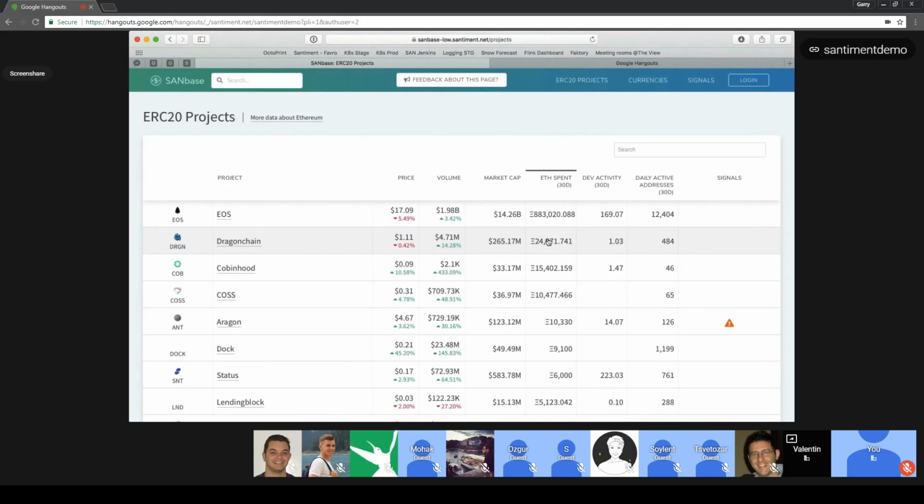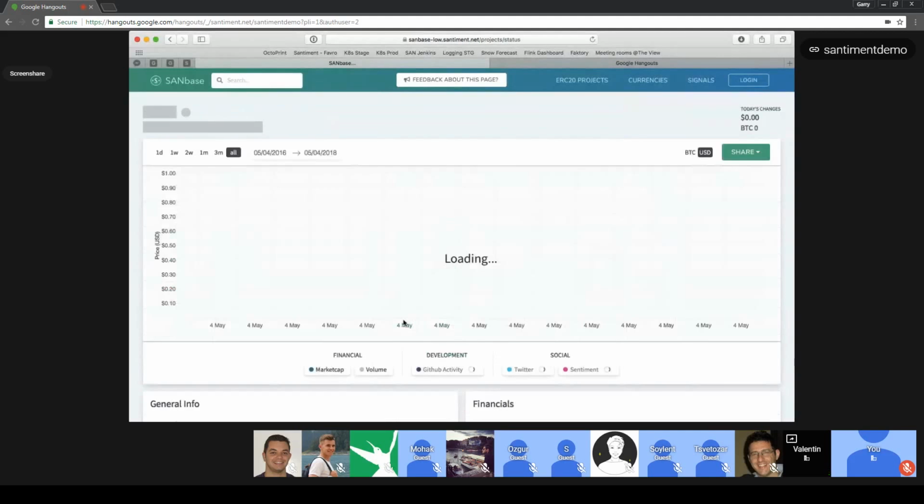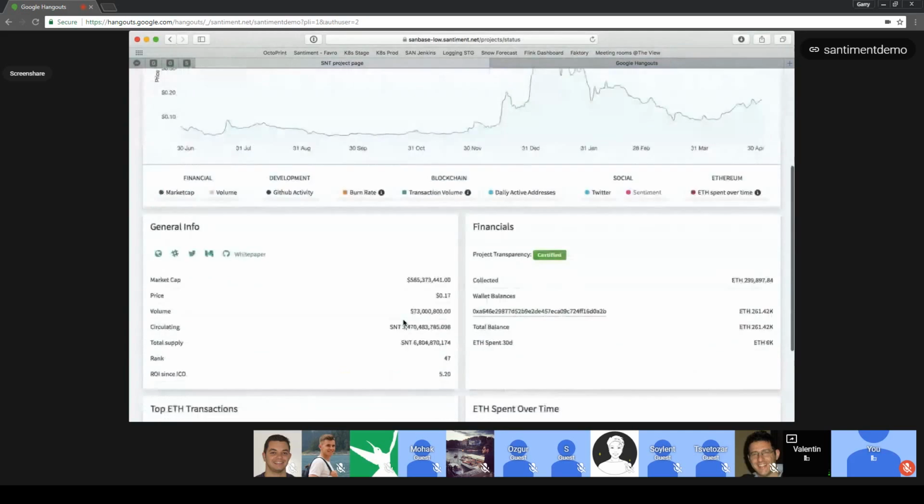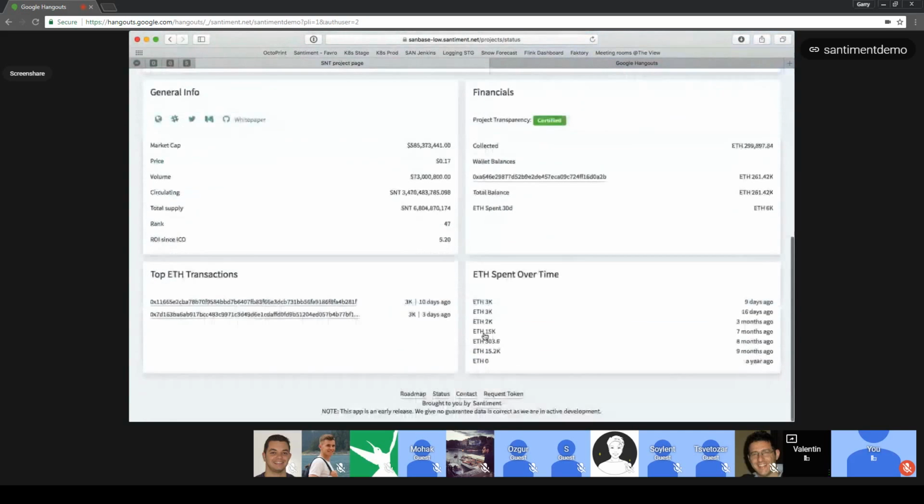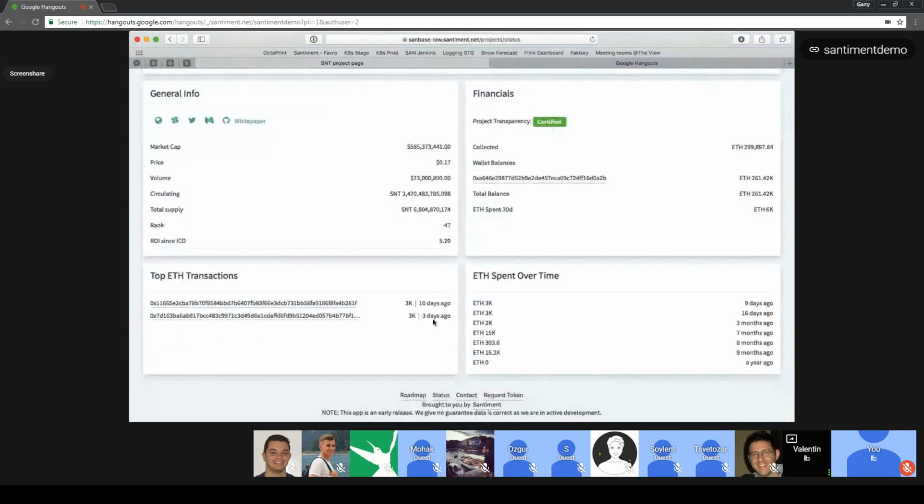So for this particular column, we take the total amount of Ethereum that went out of their team wallet for the last 30 days. And how can you use this? Well, for example, let's take Status. Status spent 6,000 Ethereum in the last 30 days. Actually, you can see here, there have been 2 transactions, each 3,000 Ethereum. One was 3 days ago and one was 10 days ago.